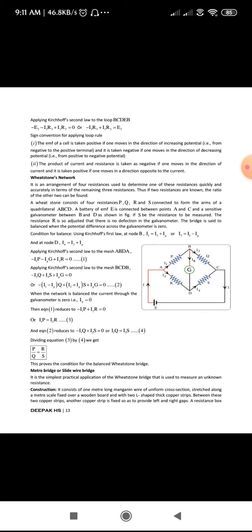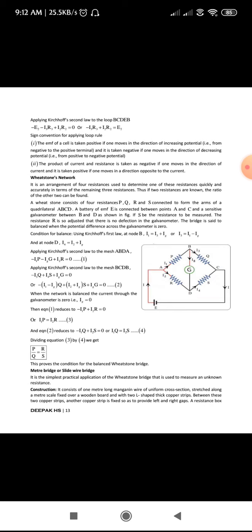Next, since you have four resistors, another use of this Wheatstone network is, if you know the ratio of any two resistors, you can easily find the ratio of the other two resistors. So that is the use of this Wheatstone network.